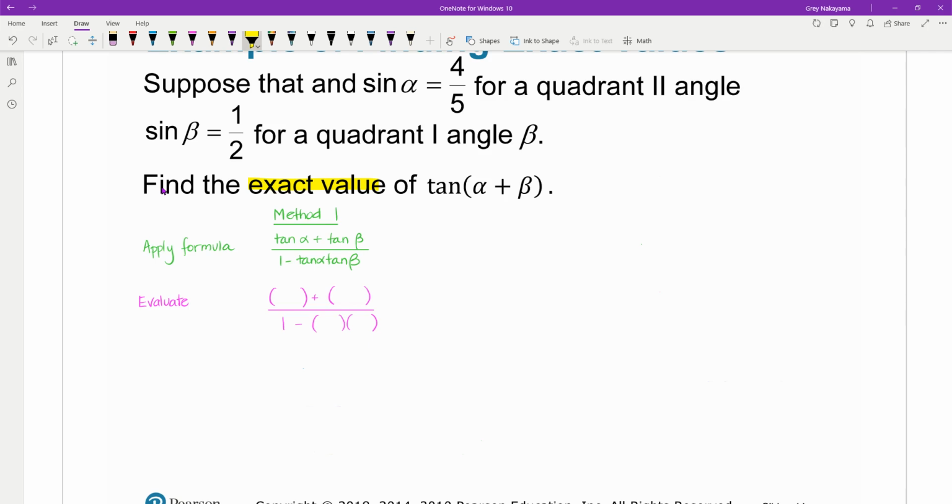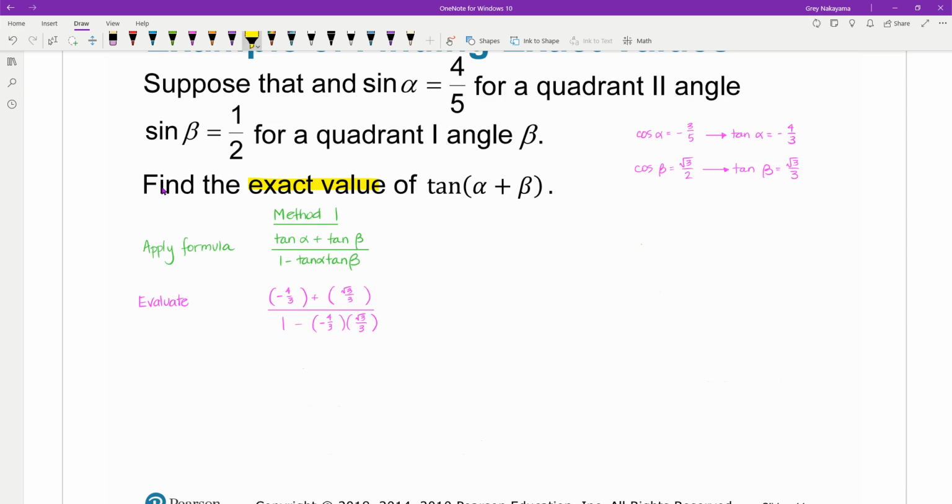What's the tangent of alpha? Well, we know the sine of alpha, and we know the cosine of alpha. So if I know the sine and the cosine, then the tangent is sine over cosine, which makes that negative 4/3. So my tangent is negative 4/3. And then the tangent of beta: if the sine of beta is 1/2, we found out the cosine of beta was square root of 3/2, which makes the tangent square root of 3/3. So that is going to be filled in there.